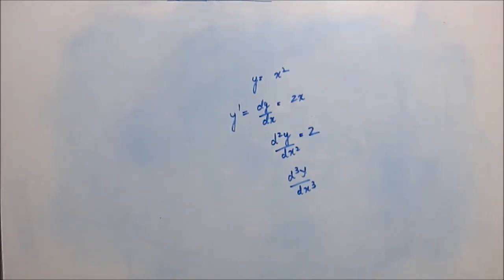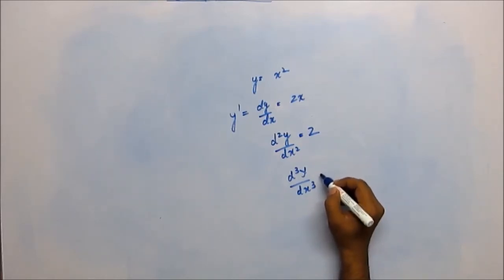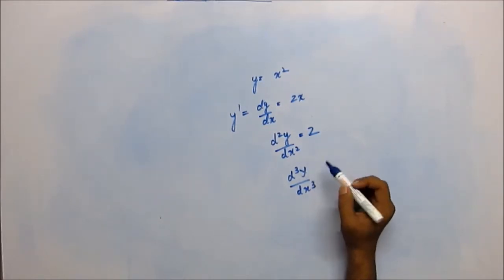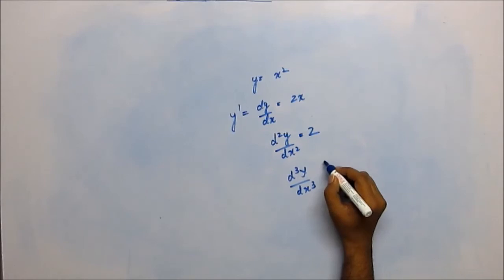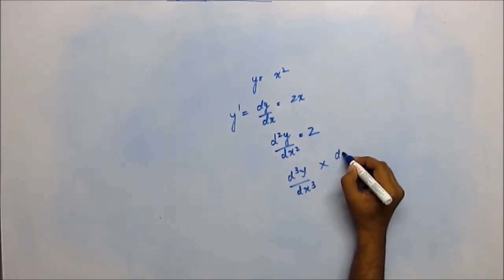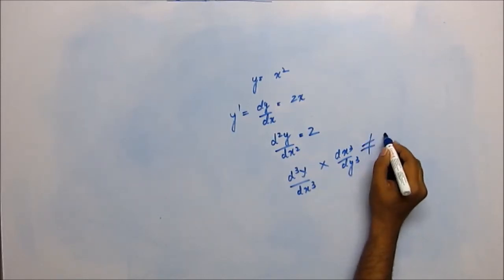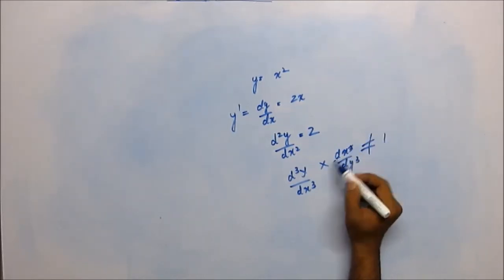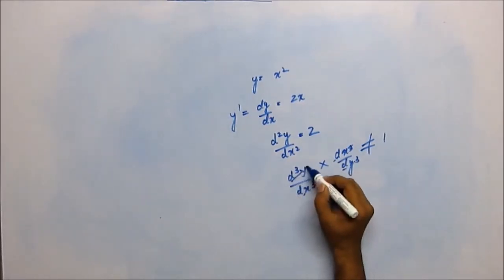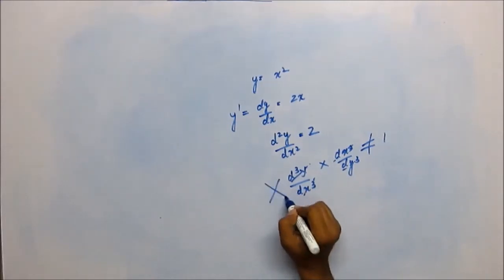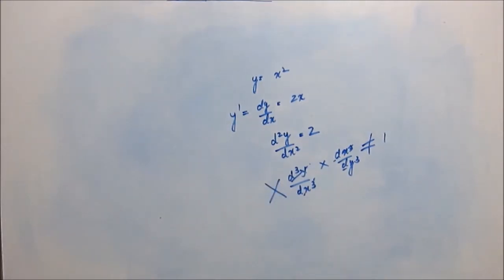Now the important thing for you to note here is that the normal arithmetic is not true for the second or the higher order differentials. Now d cube y by dx cube into dx cube by dy cube is not equal to 1. You cannot cancel this out just like that, just as you do with normal numbers. It is not true. This is wrong. We cannot do the normal arithmetic operation with higher order differentials.